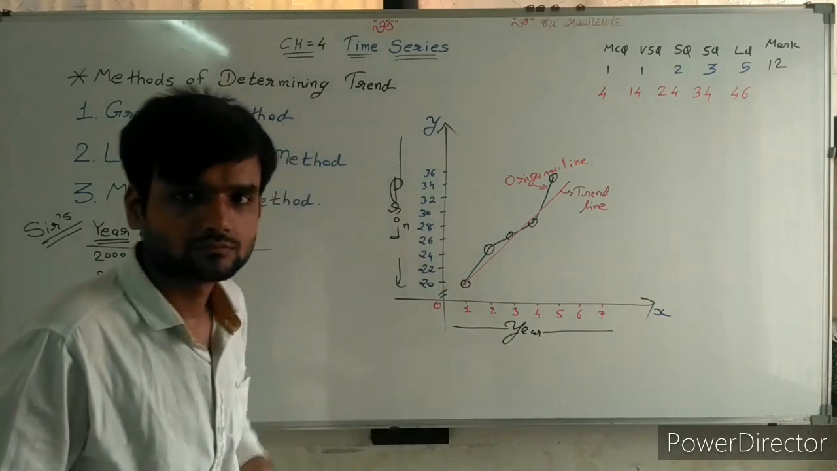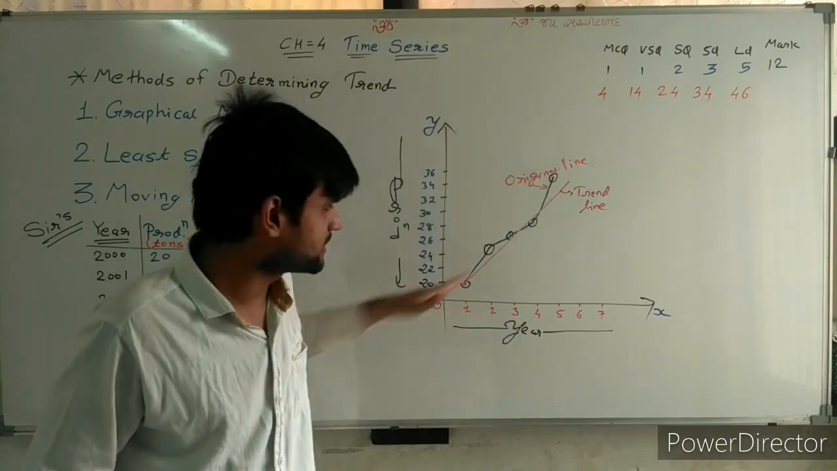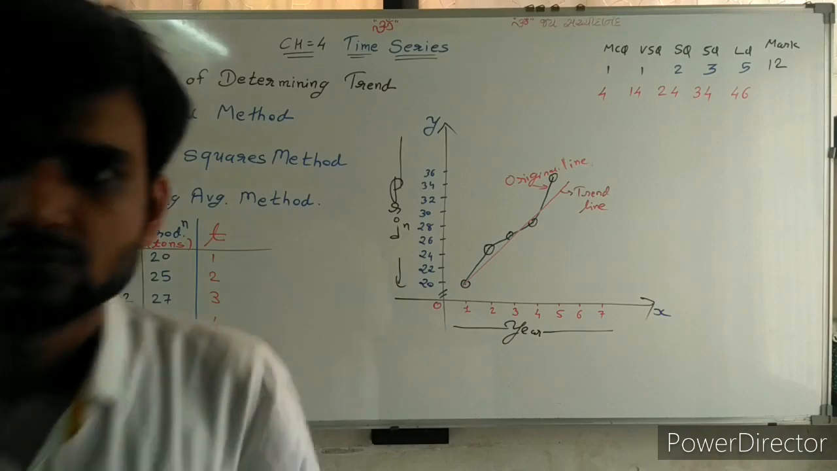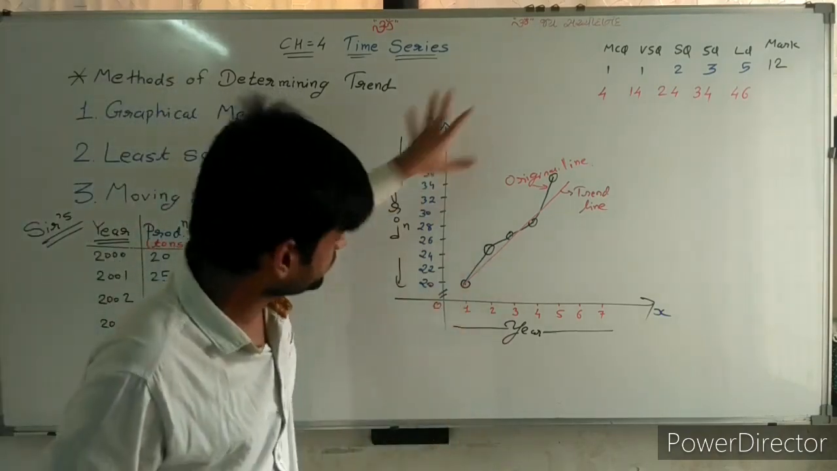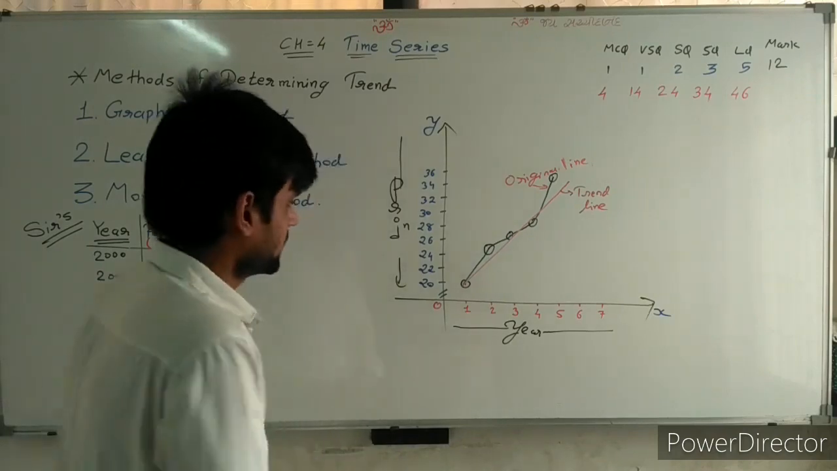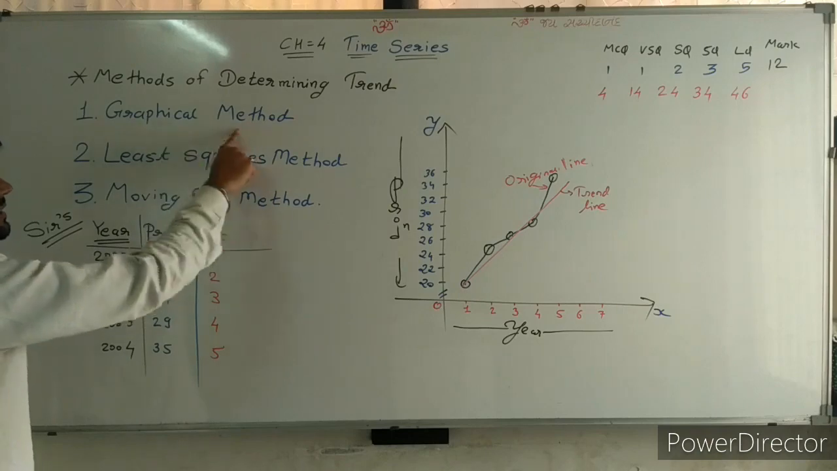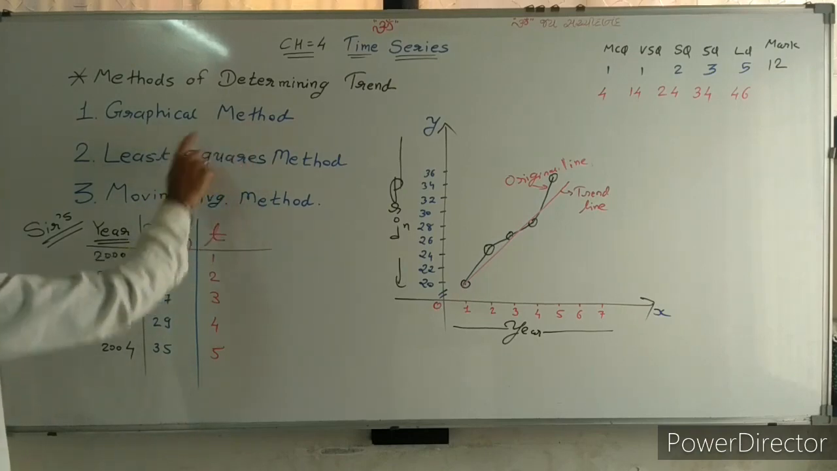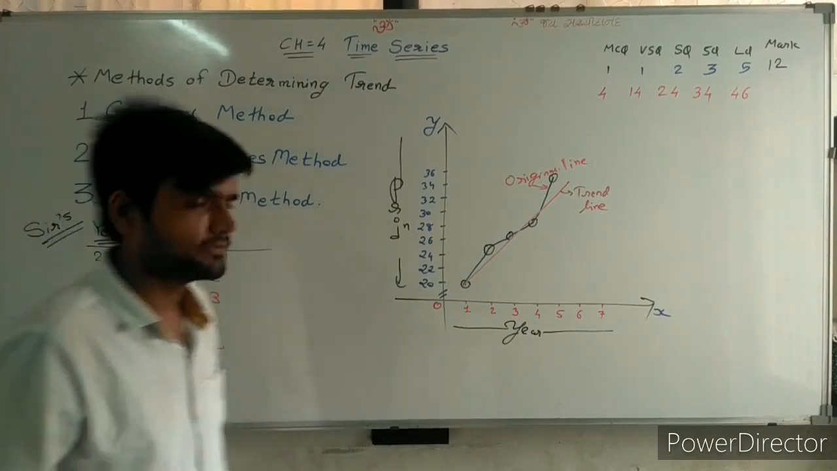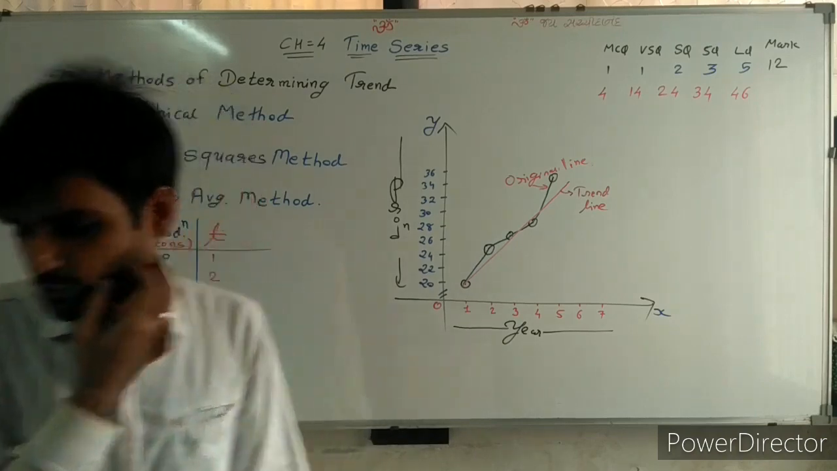So here, original line and trend. You can make any line. Don't worry about it. So this is the way by which we can find trend by graphical method. Here the trend is an upward trend. Graphical method is used, so we cannot get a perfect value of this. Right?